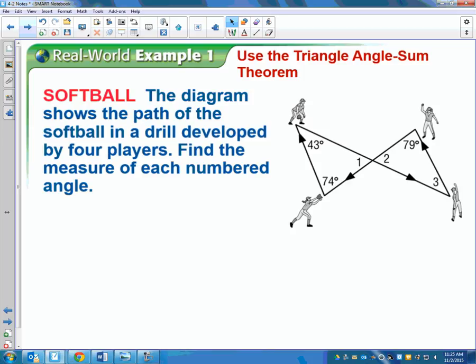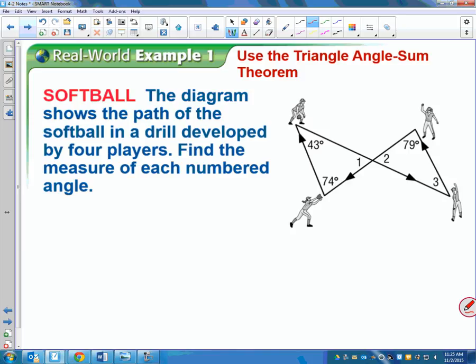Okay, I'm just gonna go and then you guys can figure it out. It says find the measure of each numbered angle. What would you do to find a missing angle in this problem? Which angle do you have to find first? Angle 1. How could you find angle 1? Well, it's vertical angles, and then it has to equal 180. So, 43 plus 74 plus x.